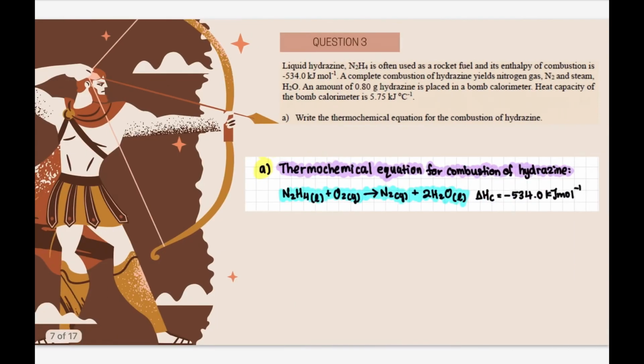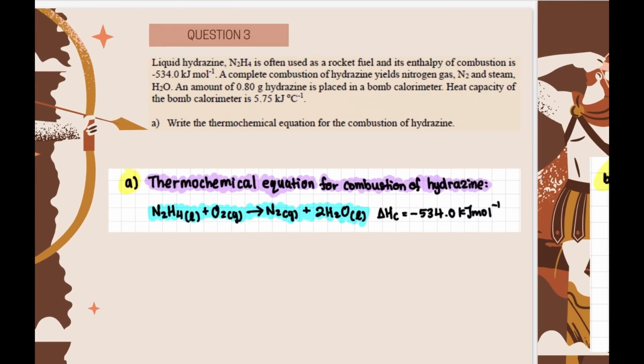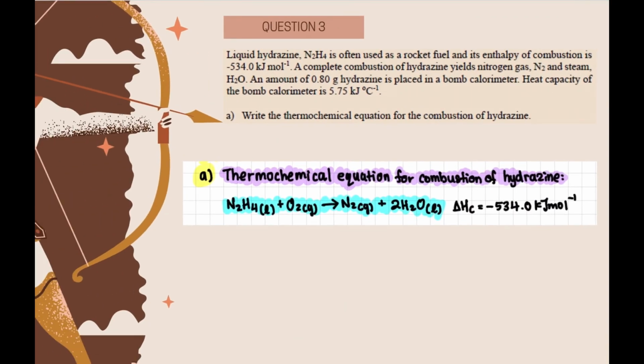Alright. Okay, question 3 guys. Liquid hydrazine, they give information on liquid hydrazine N2H4 and the enthalpy of combustion is this one. A complete combustion of hydrazine yields nitrogen gas and steam H2O. Okay. Alright, for this, an amount of 0.80 grams of hydrazine is placed in a bomb calorimeter. The heat capacity of the bomb calorimeter is given. So they give C. So first of all, okay, they ask to write the thermochemical equation.